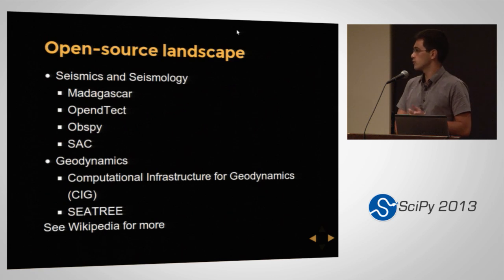Just to give a sense of the open source landscape in geophysics, there are a lot of great open source packages. This is, by far, not the only one and not the most complete. The Madagascar package is amazing. It was presented here last year, I think, by Sergey Fomel. You should definitely check it out for reproducible documents. They have amazing support. There's OpendTect, ObsPy, SAC. There's the Computational Infrastructure for Geodynamics, which is a great project, and C3 as well. There's a Wikipedia page which has a list of open source software in geophysics if you want to check that out.